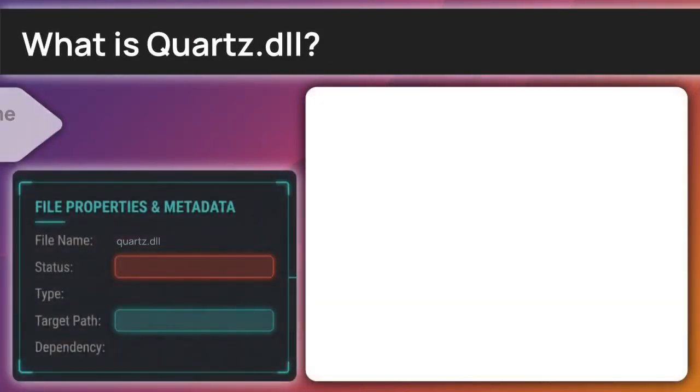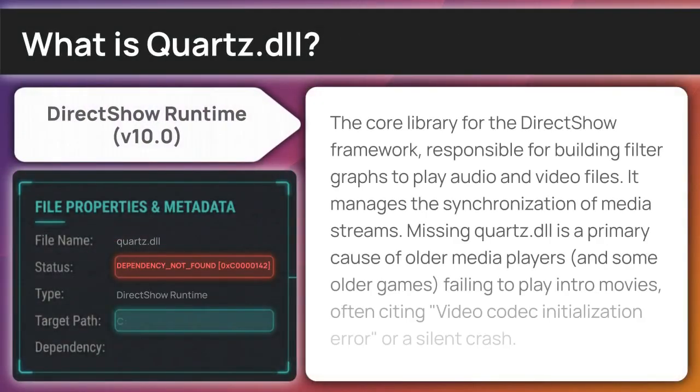This is the Quartz Library, the core library for the DirectShow framework, responsible for building filter graphs to play audio and video files. It manages the synchronization of media streams. Missing Quartz.dll is a primary cause of older media players, and some older games, failing to play intro movies, often citing video codec initialization error or a silent crash.